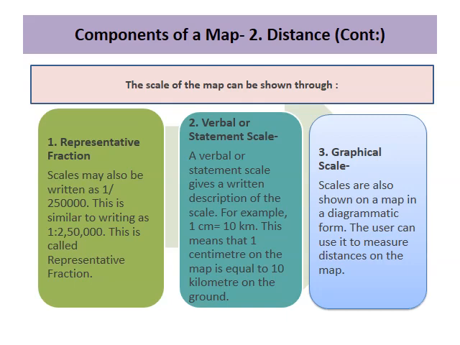The scale of the map can be shown through representative fraction, in which the distance can be written in the form of a fraction; verbal or statement scale, which gives a written description of the scale; and graphical scale. Scales are also shown on a map in a diagrammatic form. The user can use it to measure distances on the map.